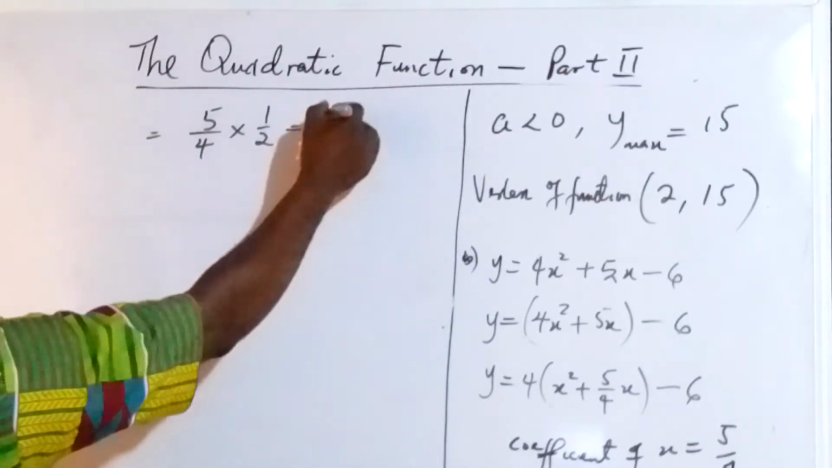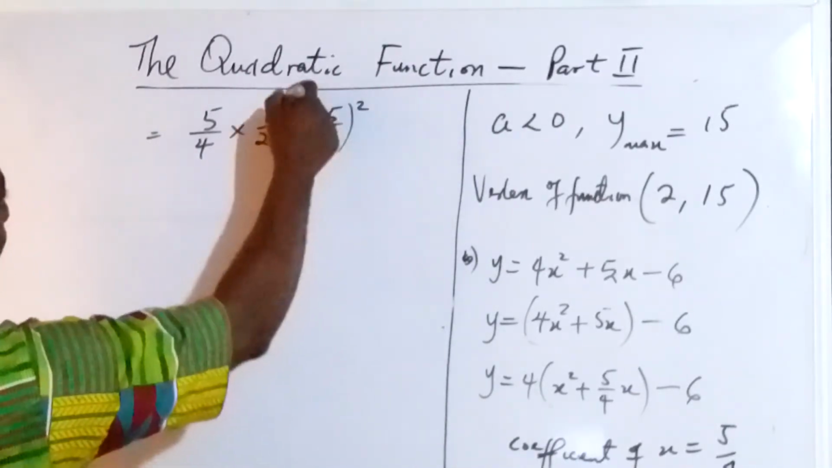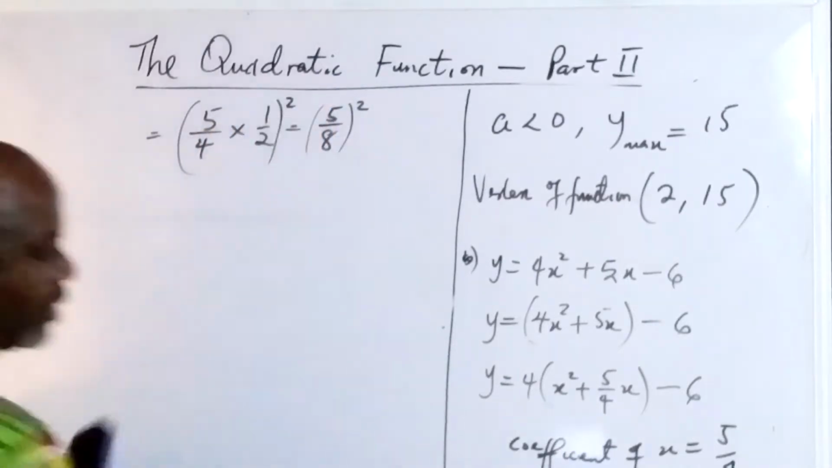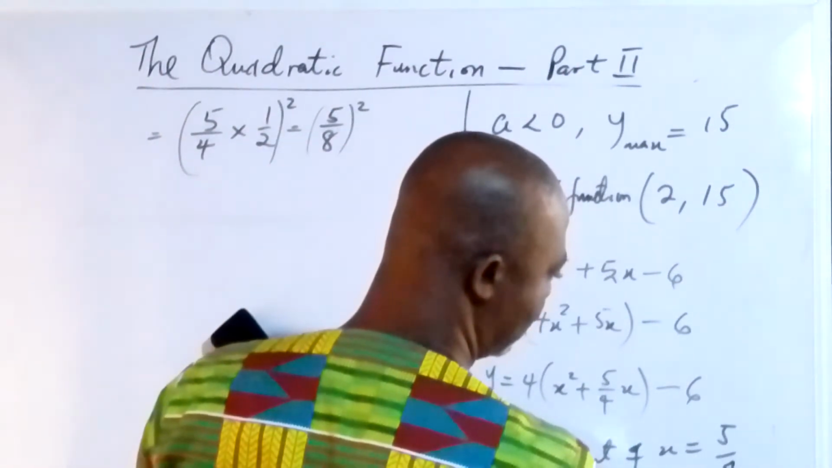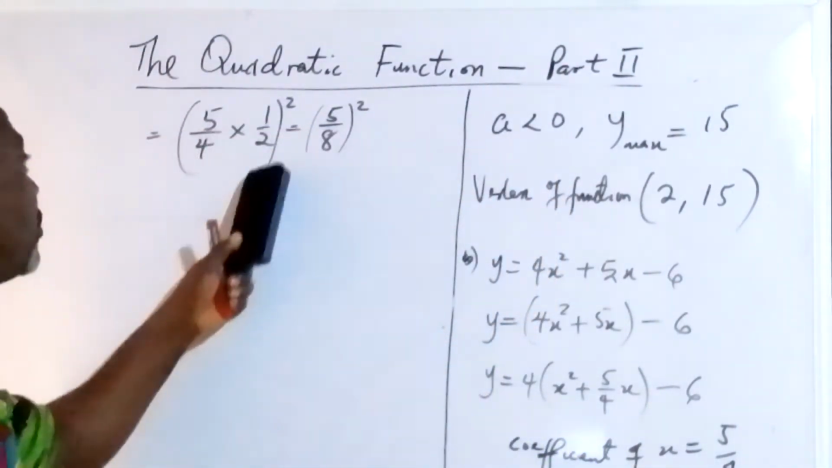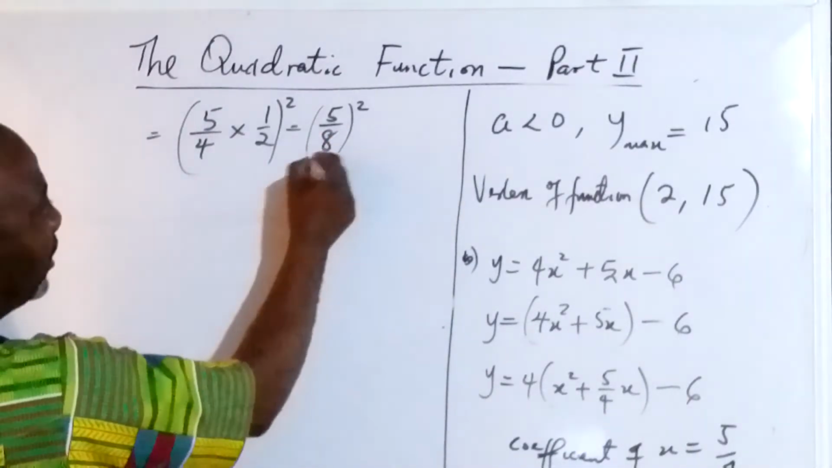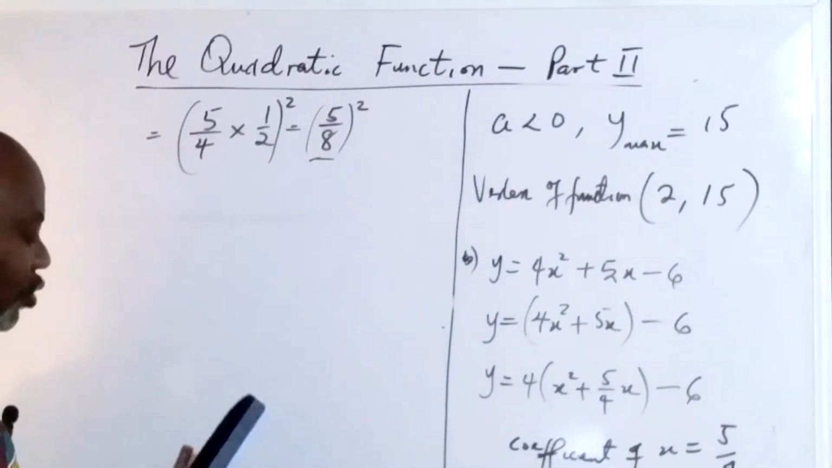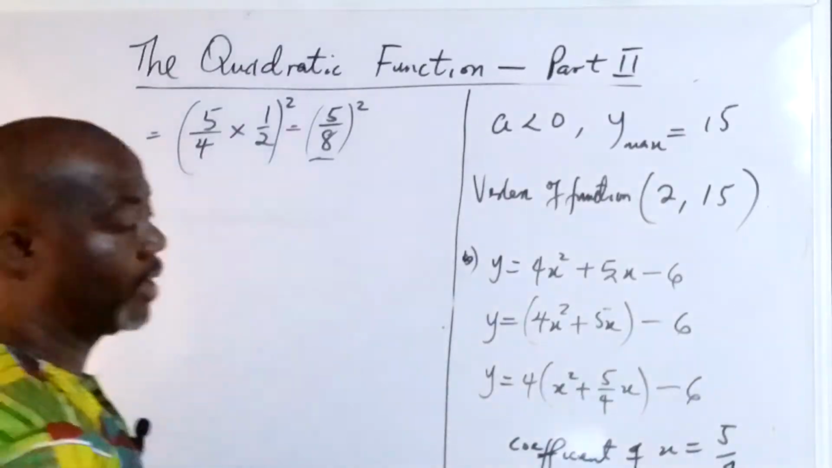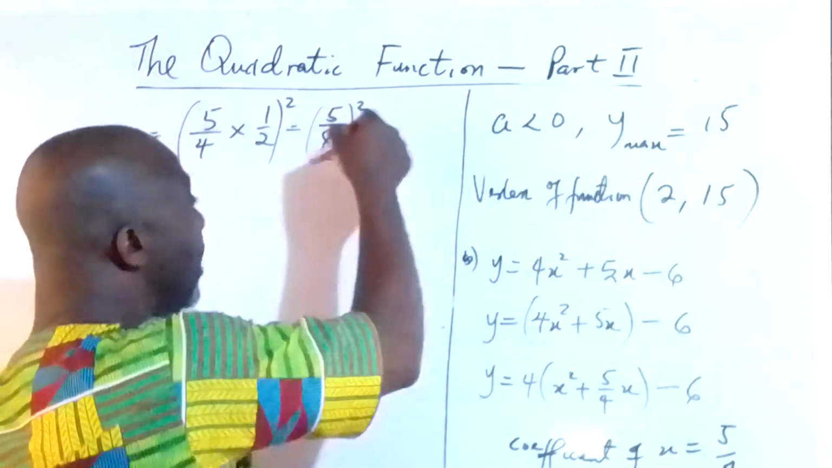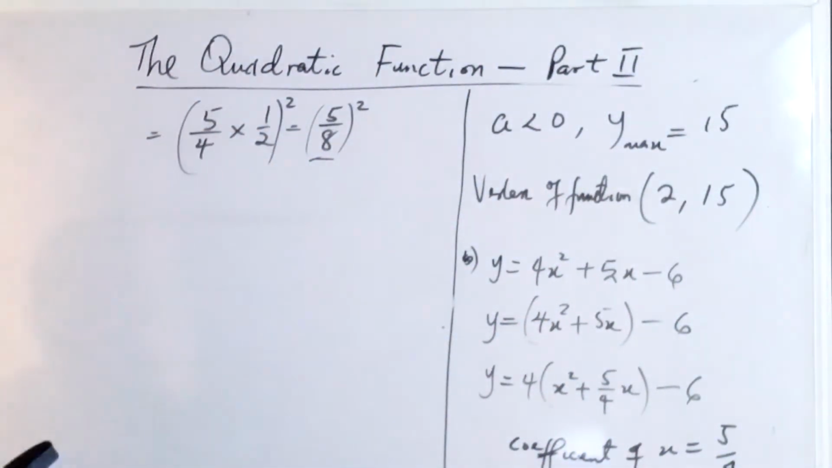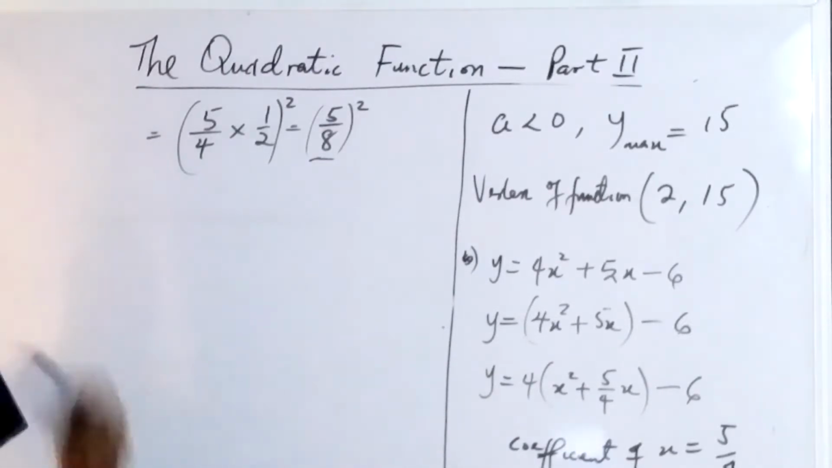Then we have to find the square of it. Okay, so once we find the square of it, we now take this 5 over 8 squared and introduce it into the bracket by adding and subtracting the same value. So let's go back to what we have there.